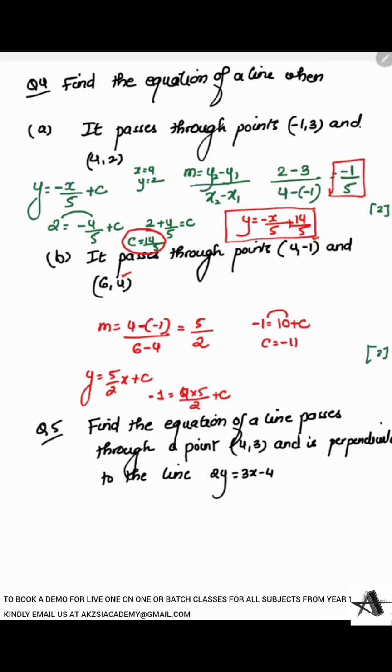So the final equation is, we have c and we have the gradient. So y = 5/2 x - 11. This is my required equation of the straight line.